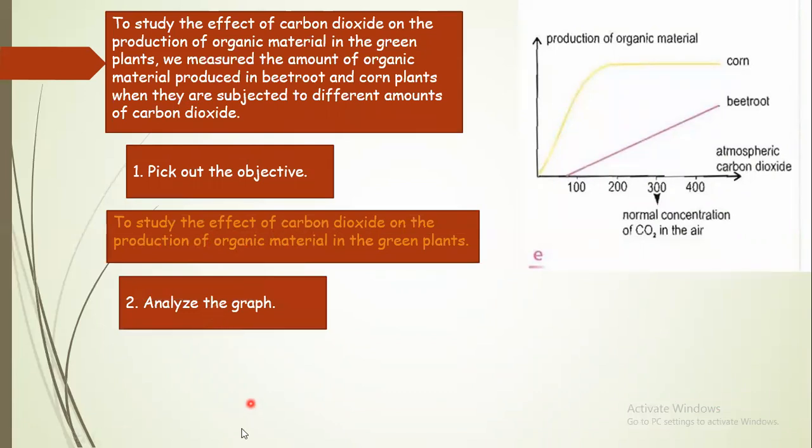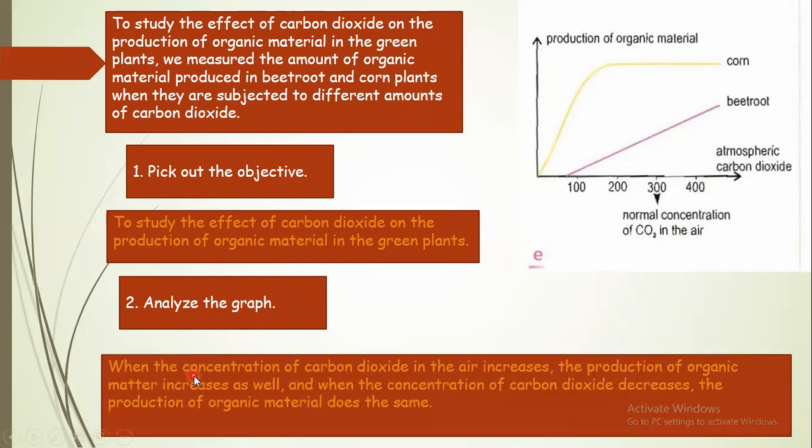Analyze the graph. When we analyze the graph, that means we have to describe what we see in the graph without saying why or because, without explanation, and without using any acquired information. Just what we see in the graph, we will write it. So to analyze this graph, we will say that when the concentration of carbon dioxide in the air increases from 100, 200, 300, 400, the production of organic matter increases as well in both plants.